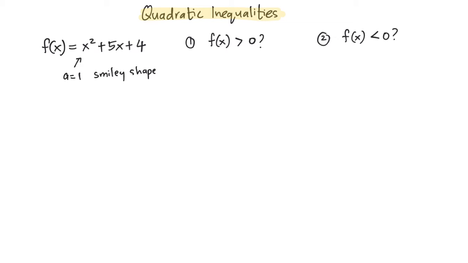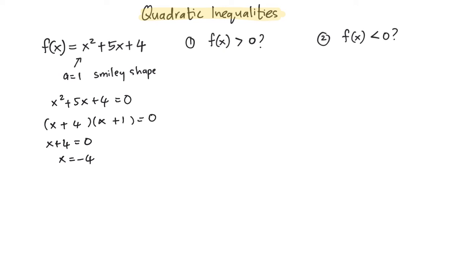As we learned before, we need to factorize this, right? So x² + 5x + 4 = 0, because it crosses where y equals 0. We're going to factorize this, so we get (x + 4)(x + 1), which makes 5x. So x + 4 = 0 gives x = -4, and x + 1 = 0 gives x = -1.